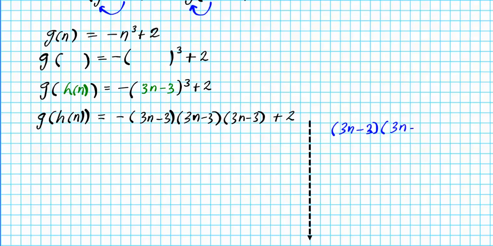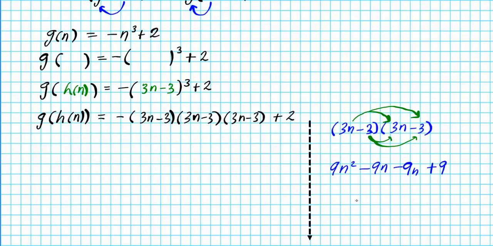times 3n minus 3. Since we're multiplying 2 binomials, we can just double distribute or FOIL. So you go first, outer, inner, and then last. It helps you stay organized while you're multiplying 2 binomials. So when you multiply that out, you have 3n times 3n, that's 9n squared. 3n times negative 3 is negative 9n. Negative 3 times 3n is negative 9n. And then negative 3 times negative 3 is plus 9.